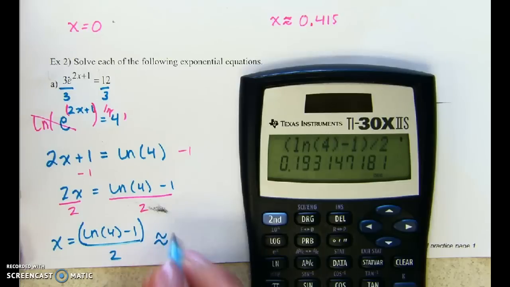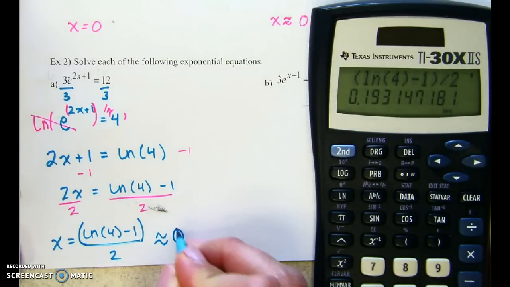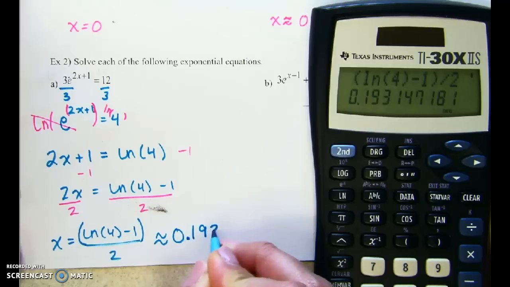So practice doing that. Let's see, do I get this right? Let's see. 0.193. Okay?